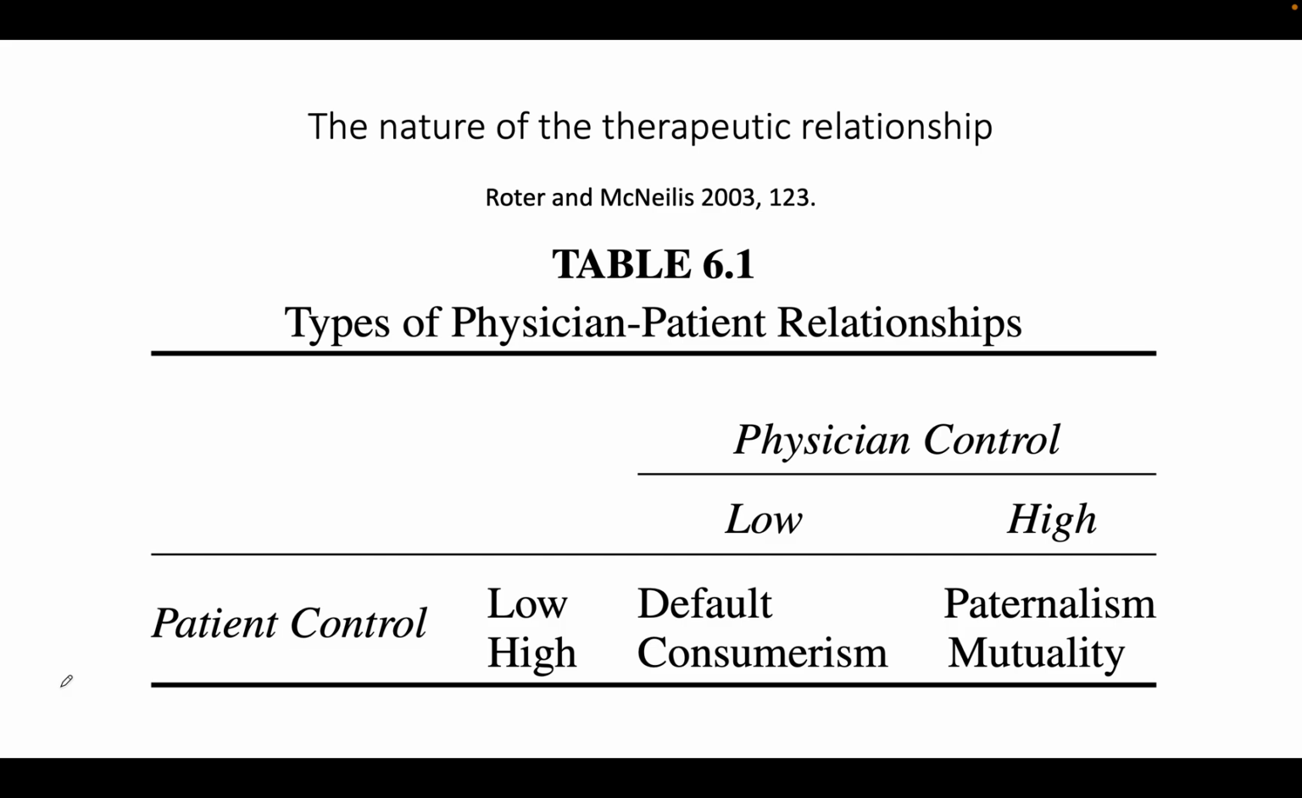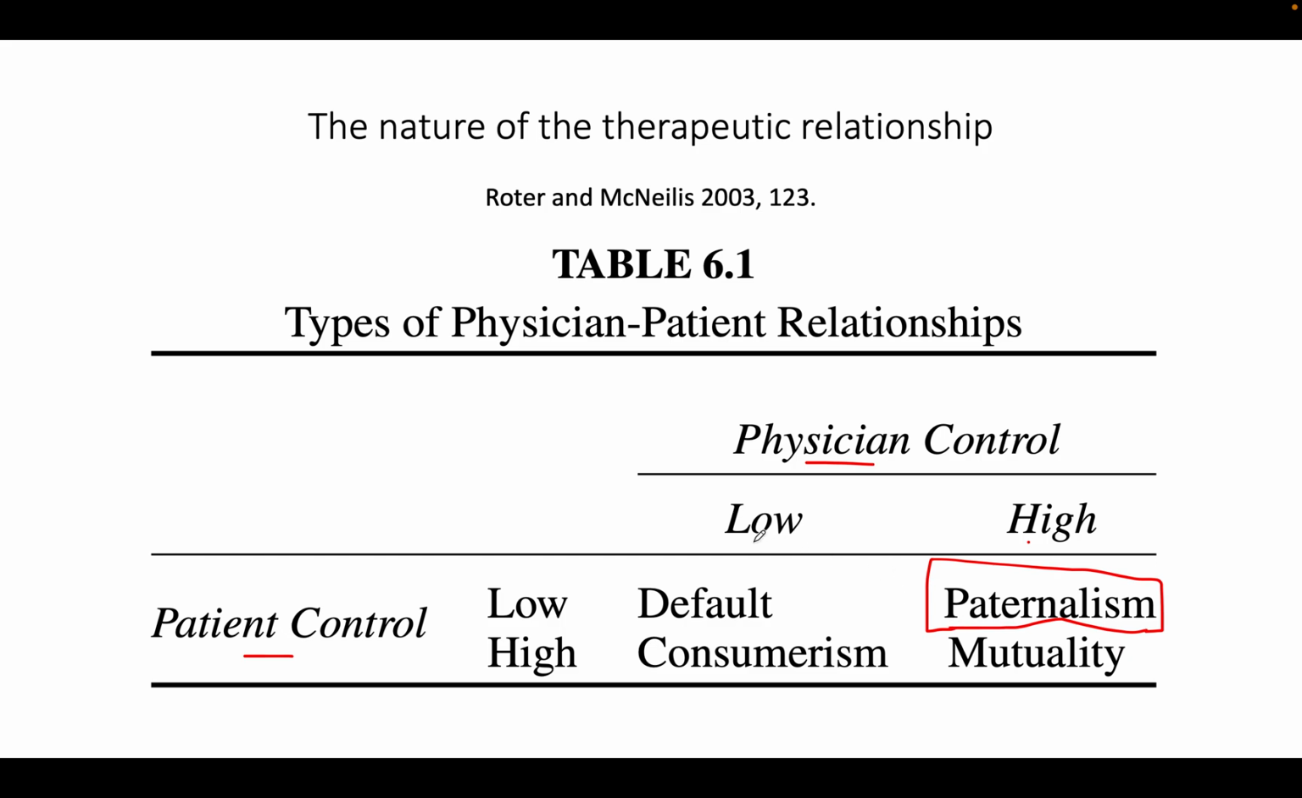First of all, we've got a table of the types of physician-patient relationships. There are a lot of different ways to slice this up. This one is in terms of physician control and patient control, and then we have low and high. So when there is, for example, high physician control and low patient control, you get a paternalistic relationship, which medicine has been working on fixing for many years now.